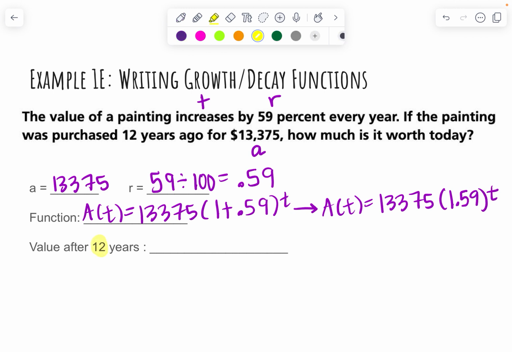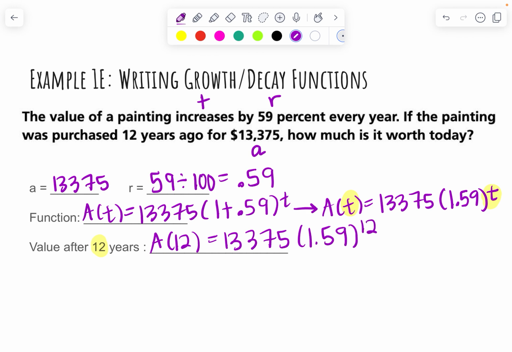Now we want to know how much it's worth after 12 years. So we'll plug in 12 for t. A of 12 equals 13,375 times 1.59 to the power of 12. After 12 years, this painting will be worth $3,491,879.78.